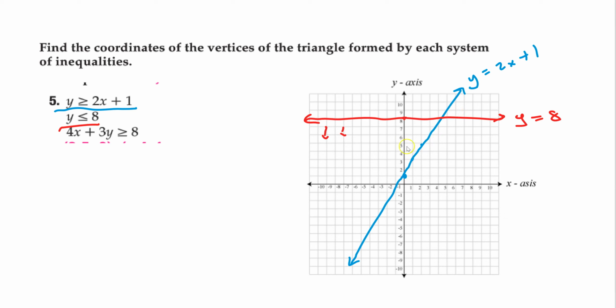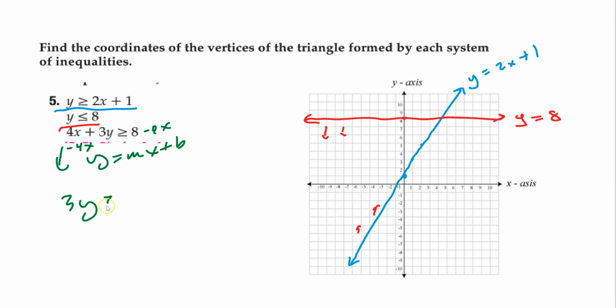And then this one is greater than, so I'm above this one. So it's me in here somewhere. And the bottom one here, 4x plus 3y is greater than or equal to 8. So again, this one I got to put in proper notation. I got to get y by itself, so y equals mx plus b form. So subtract that 4x.